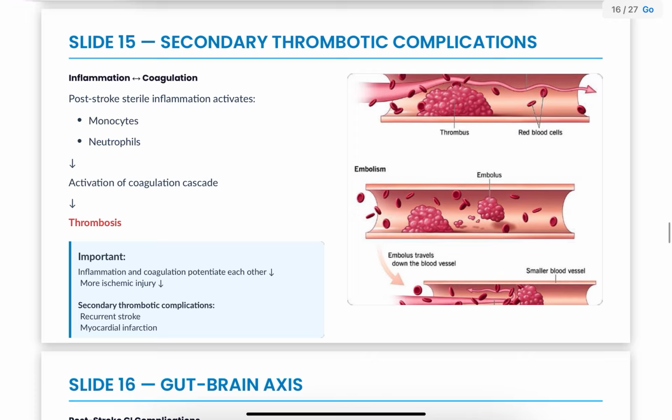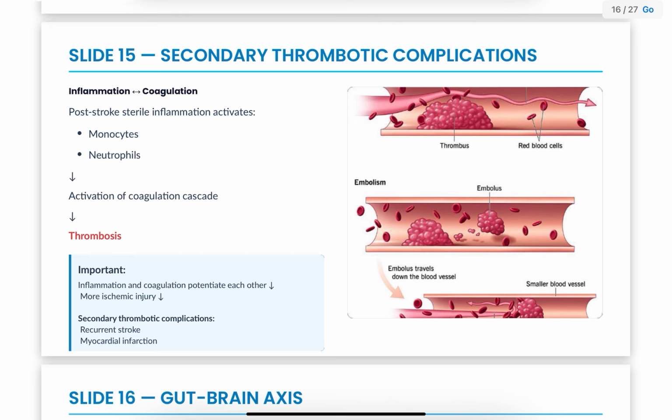Now let's talk about secondary thrombotic complications. This complication comes from the interaction between inflammation and coagulation. After a stroke, we have sterile inflammation that will activate the innate immune cells, such as the monocytes and the neutrophils. This inflammatory activation will stimulate the coagulation cascade, which will give me thrombus formation.